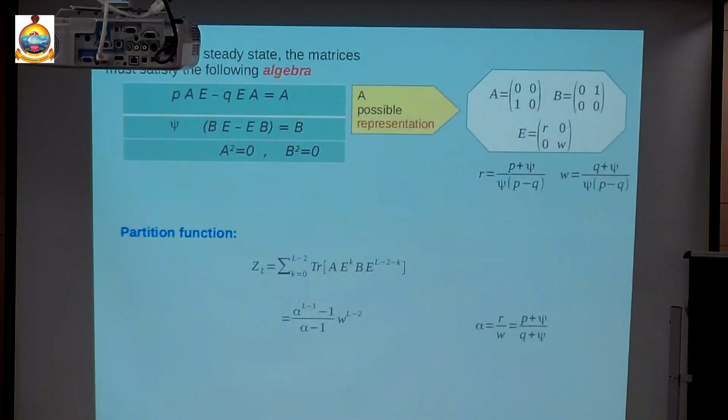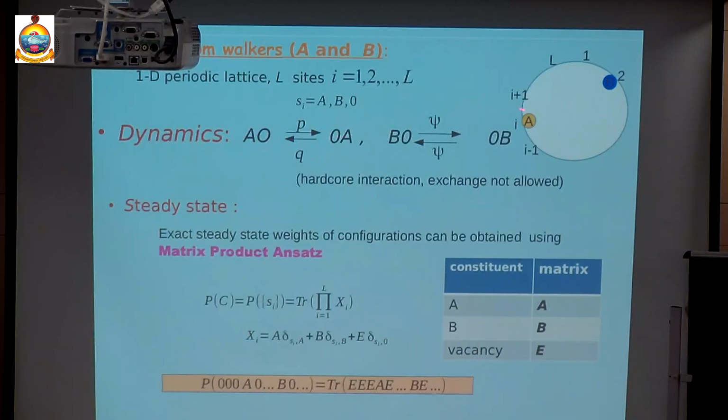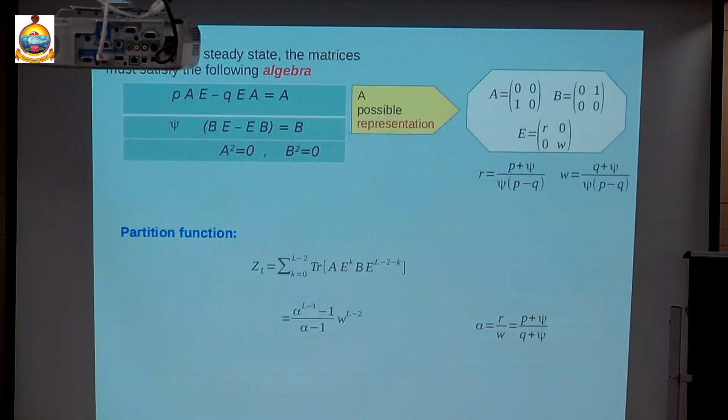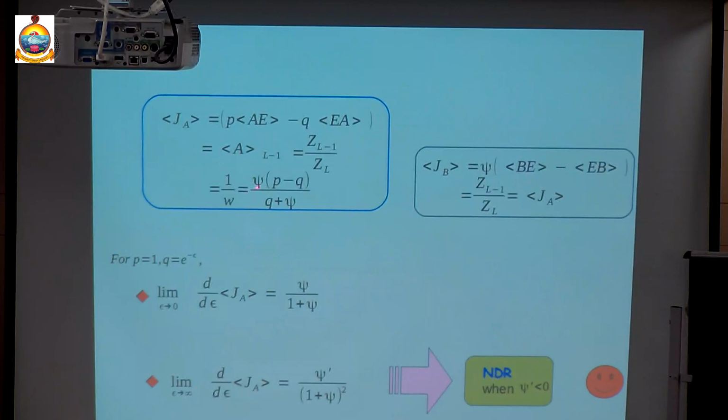So we go there. What is the problem? A is biased, doing a biased random walk. B is doing a simple random walk, just left and right. So the current in this situation will be just psi times P minus Q divided by Q plus psi. That's the current. Now if you want to make correspondence with bias, you put P equal to 1, Q equal to e to the power minus epsilon. It's a simple calculation. That's the one I'm putting here.